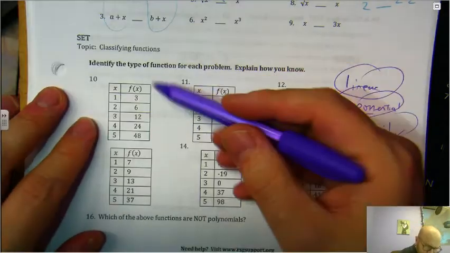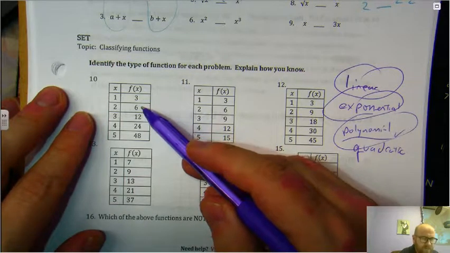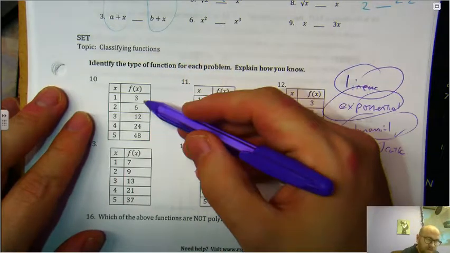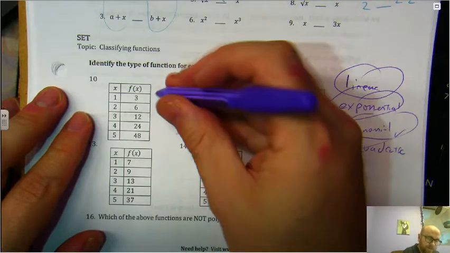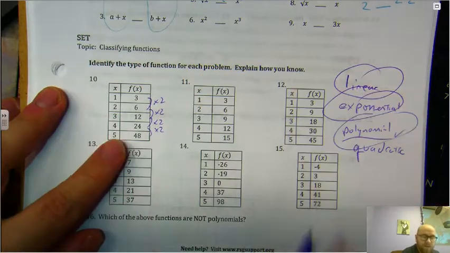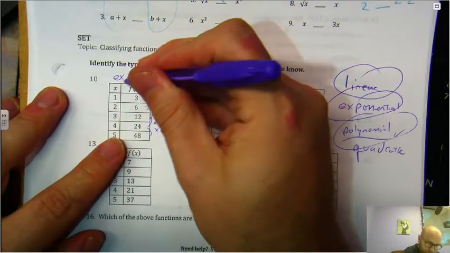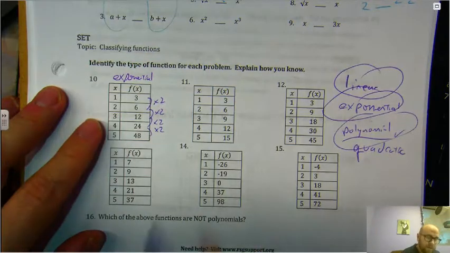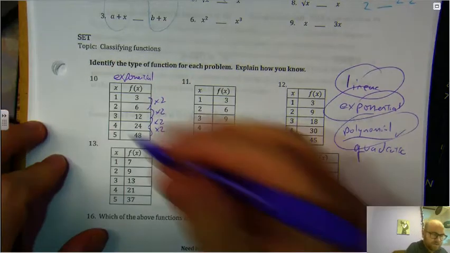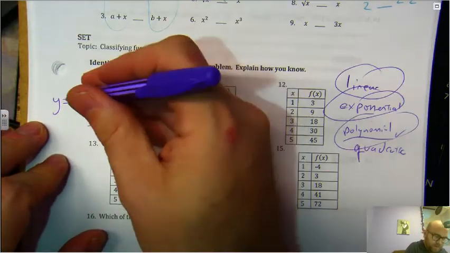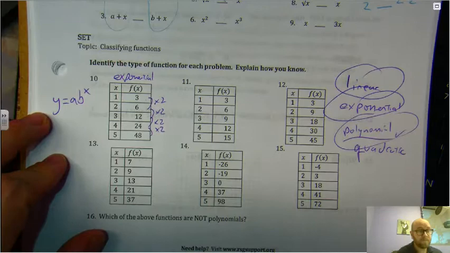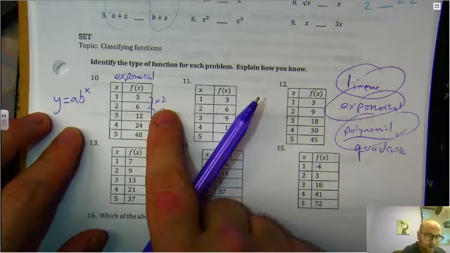So when we look at number 10, we go 3, 6, 12, 24, 48. Now how is this growing? We can see that there's a consistent pattern of times 2, times 2, times 2, right? And whenever we're multiplying by the same number each time, that is going to be exponential. Because in fact, our exponential equation is going to be y equals some starting value times our growth to the x power. Or in this case, we know that our growth is 2.